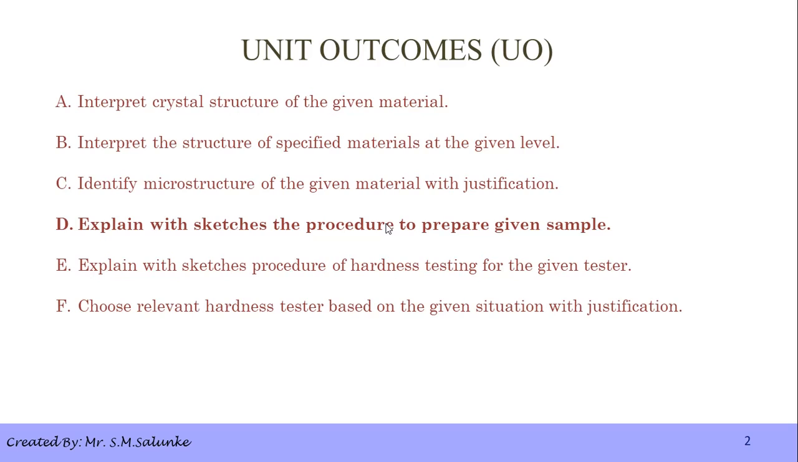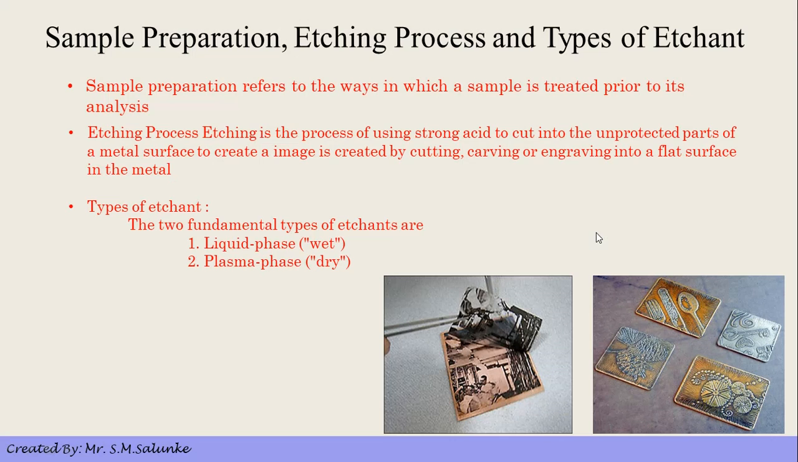The unit outcome that we will cover in this lecture is to explain with sketches the procedure to prepare a given sample. Now let's start with our topic, that is sample preparation, etching process and type of etchants. Sample preparation refers to the ways in which a sample is treated prior to its analysis.